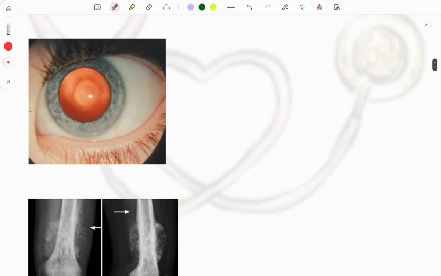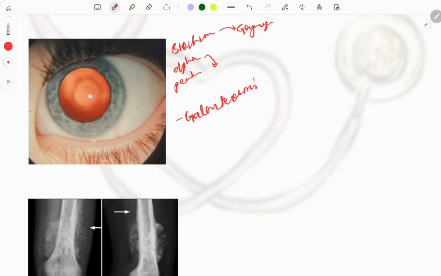Then moving on to the next image. A very famous image asked in integration with biochemistry and ophthalmology, and sometimes in pediatrics also, because it is mostly seen in the pediatric age group. Biochemistry, because it is associated with storage diseases related to glycogen, and ophthalmology because it involves the eyes. So it is galactosemia, and this is a cataract called an oil drop cataract.